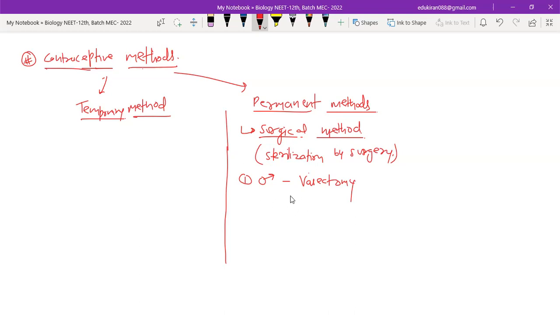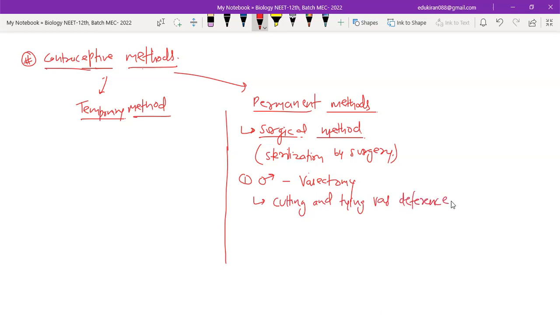What is vasectomy? Cutting the vas deferens. Yes. So vas deferens carries sperms, right? So write down: cutting and tying vas deferens.